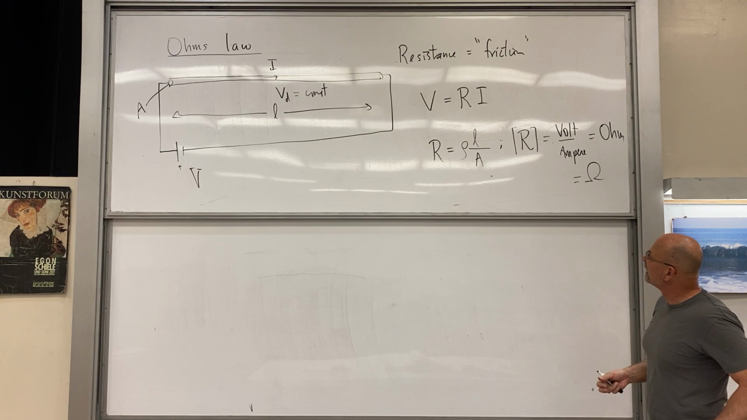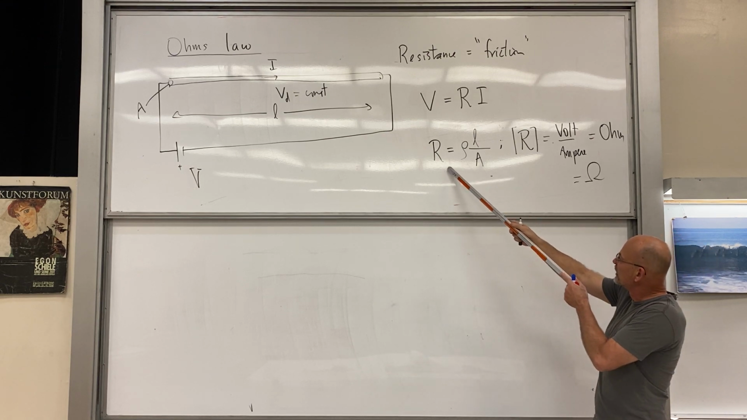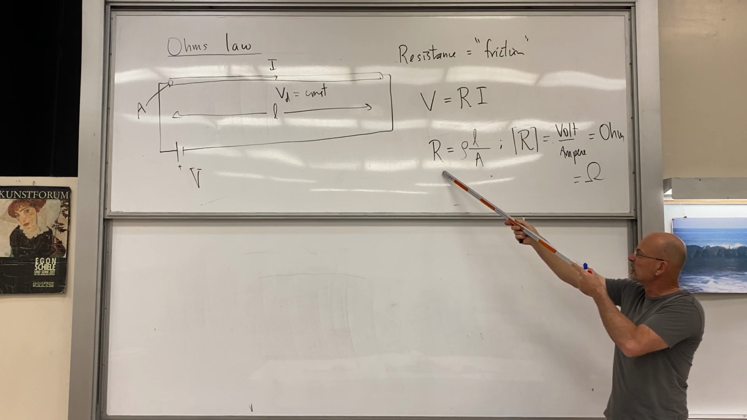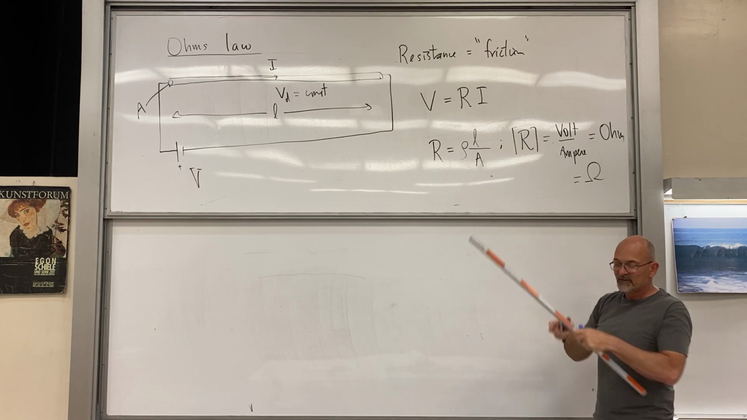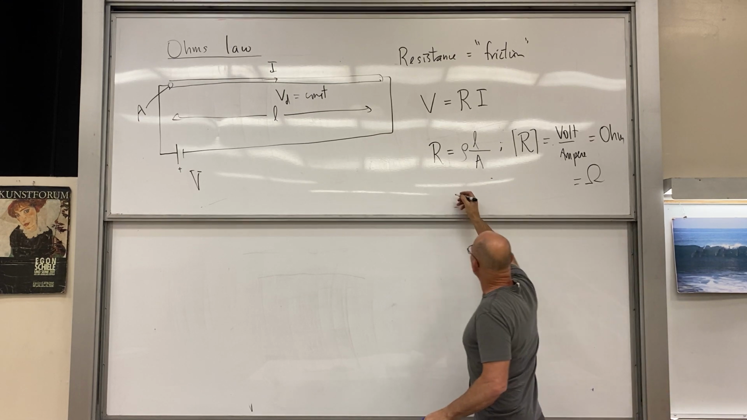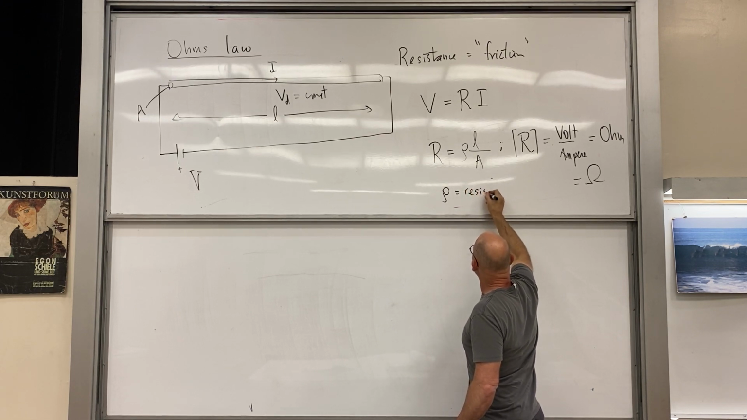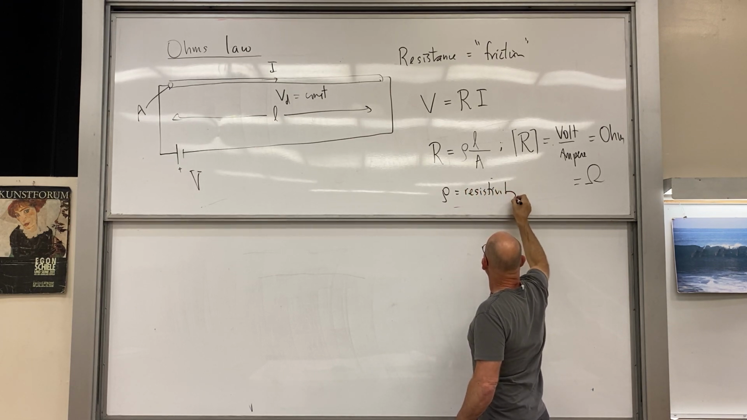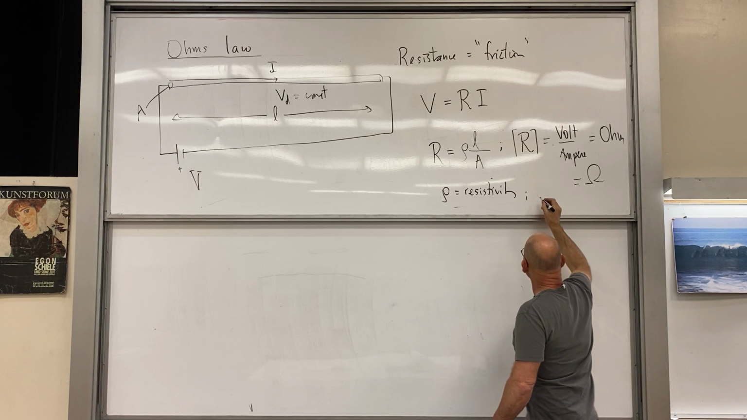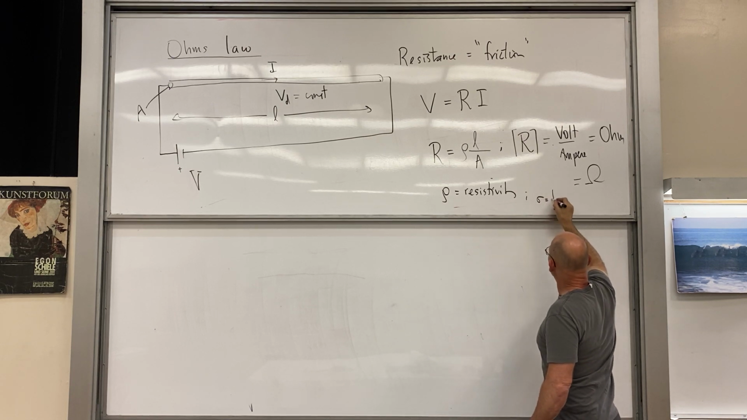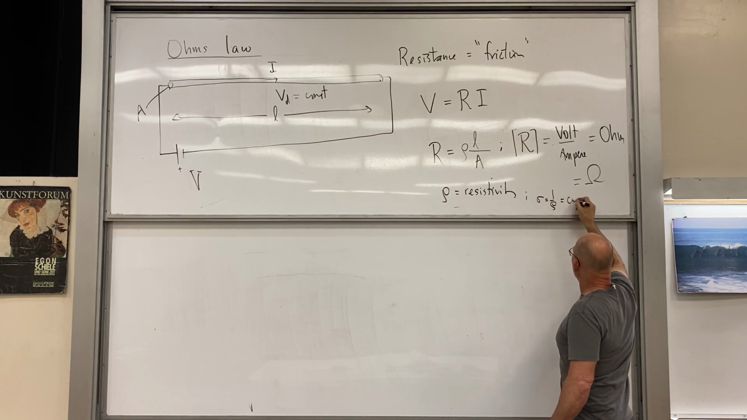Okay, so this is constructing, you can say, calculating the resistance based on resistivity. Maybe I should put that down here. Rho is the resistivity. And by the way, sigma equals 1 over rho is called the conductivity.